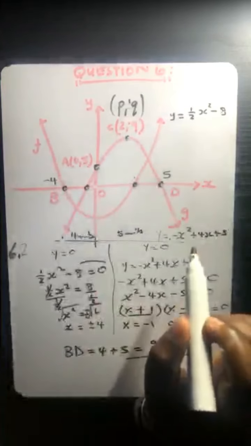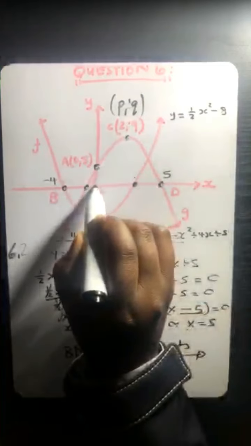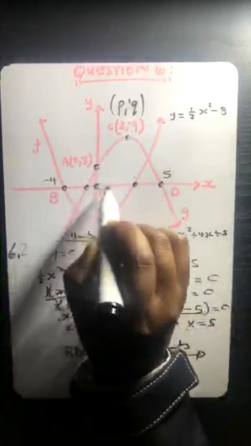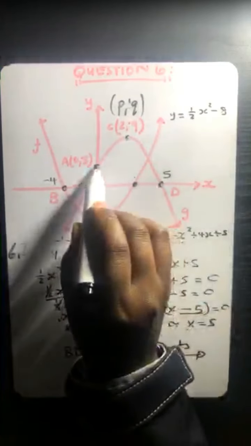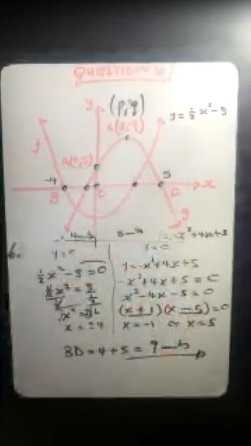Remember, everything is measured from the origin. So if that point, Hamisa, is 0 and 5, that 5 means from there to there, it's 5 units. The distance from there to there is 5. If here is 4, it means the distance from there to there is 4. I'm not sure if you now get it, Hamisa.